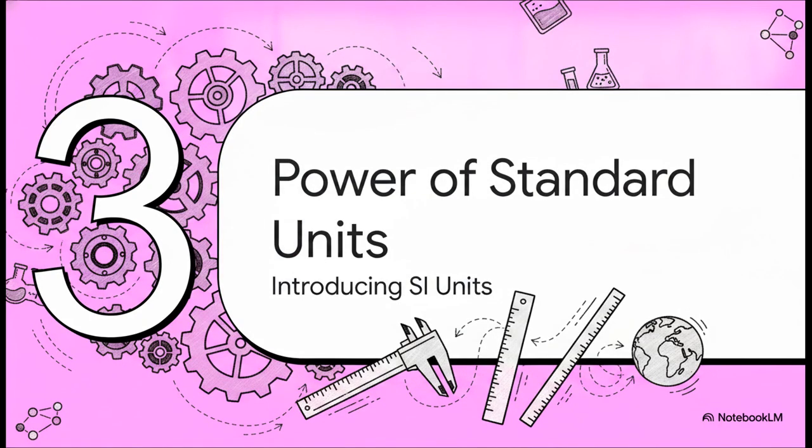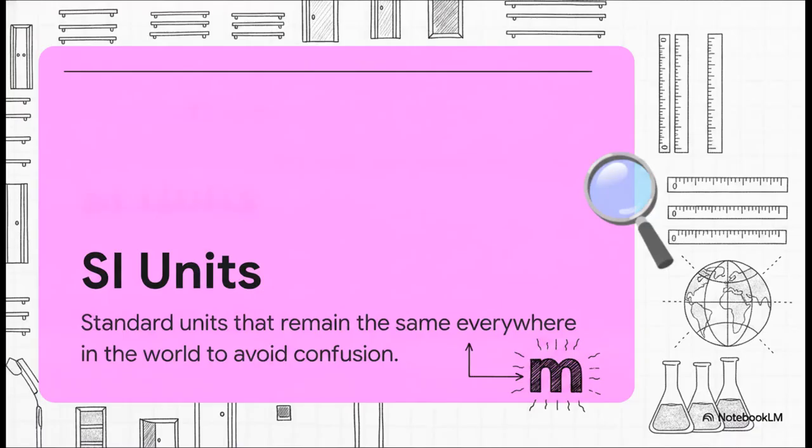Okay, moving on to section 3, the power of standard units. Because obviously for global trade and science, rough estimates just weren't going to cut it anymore. To avoid a world where every single doorframe is a different size, scientists finally stepped in and created standard units. These are measurements that stay exactly the same, no matter where you are on the planet.